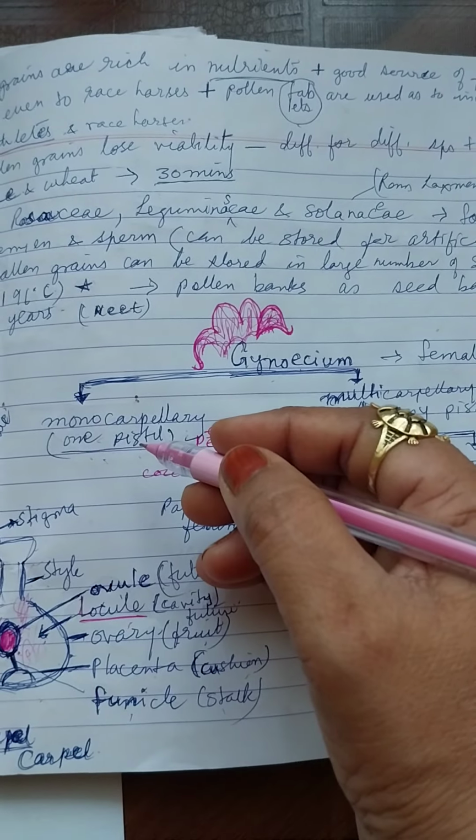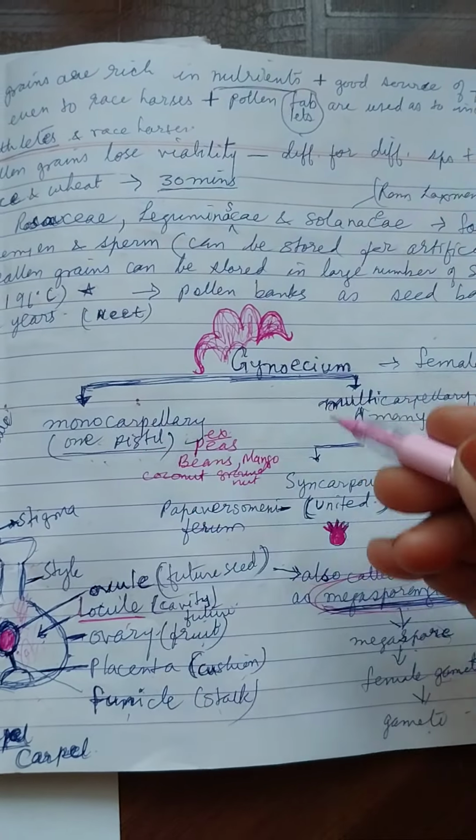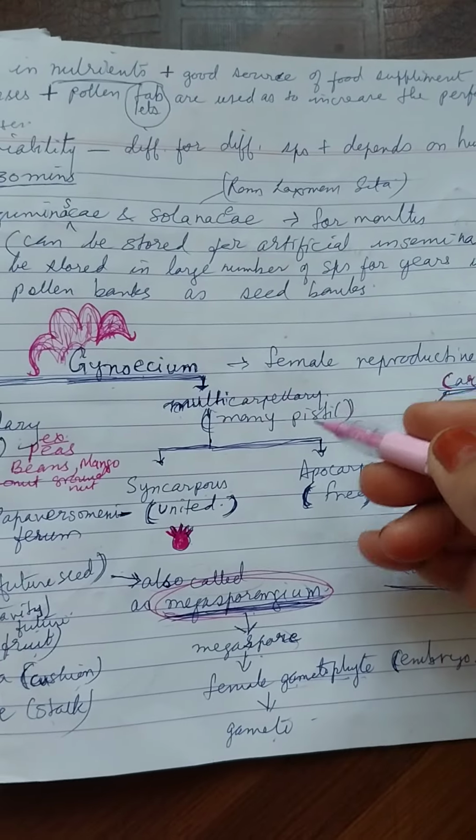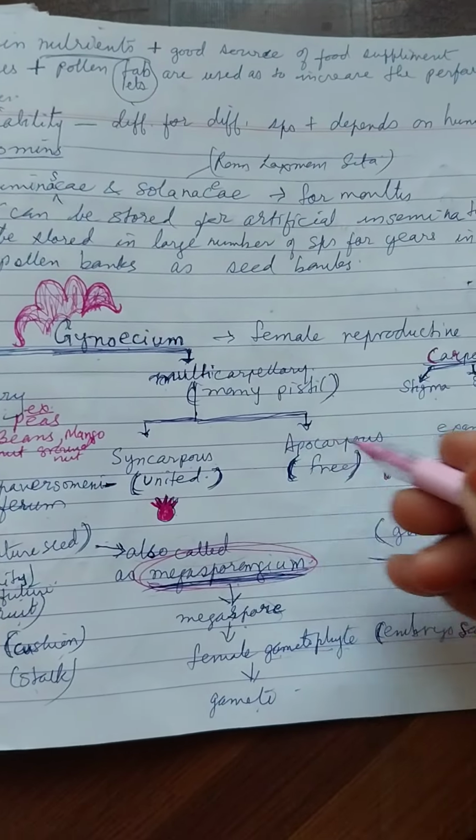When one pistil is present, then it is known as monocarpillary. Example, beans, mango, coconut. Multicarpillary, when many pistils are present. Now, there can be two conditions.